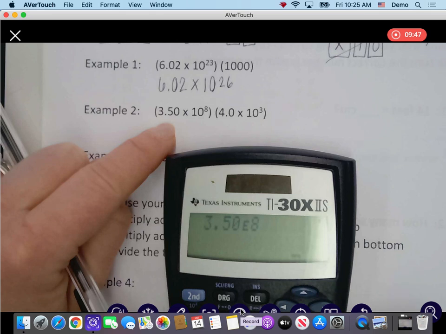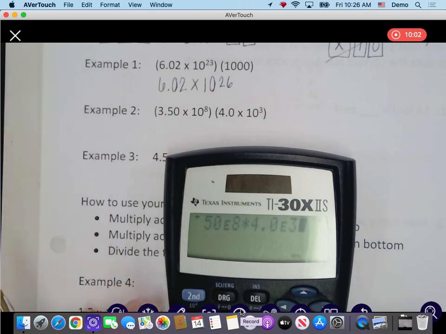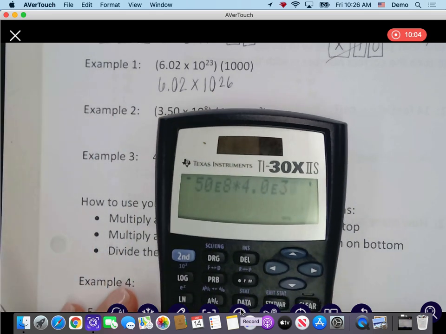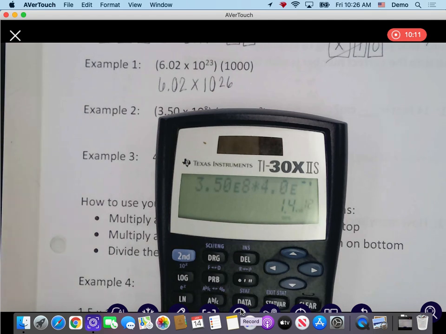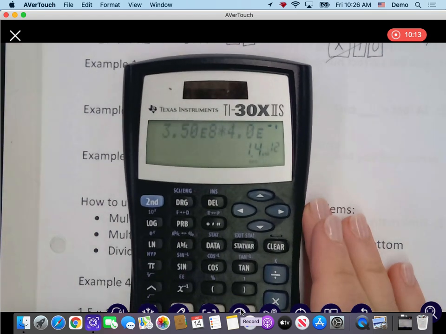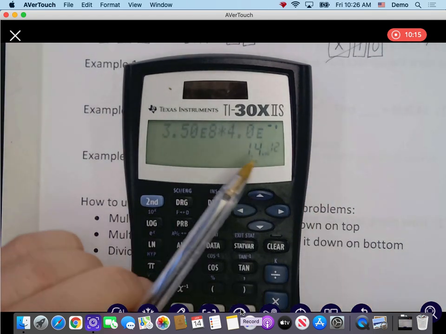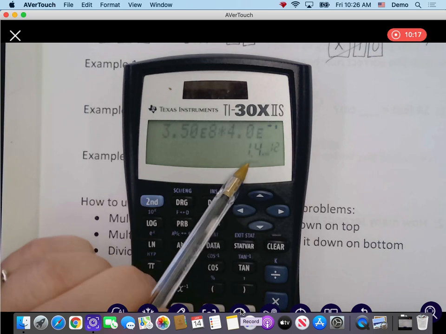Now hit times 4.0 EE3. You'll often hear me say EE just as a reminder, don't hit times 10. So I've put it in. And I'm going to hit equals, and I get 1.4 times 10 to the 12. You can see that right here. And if you can't see that, it says times 10. 1.4 times 10 to the 12th.